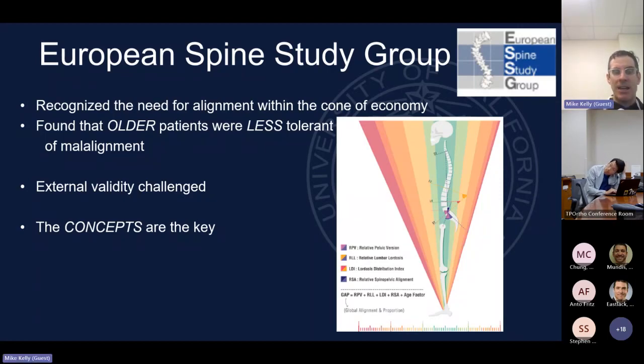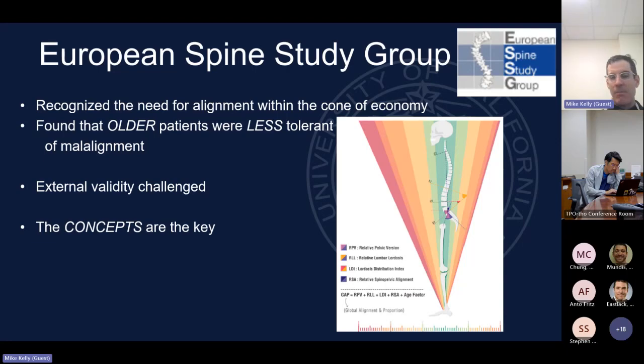It's entirely distinct from the findings of the ISSG age-adjusted alignment group. The external validity of GAP has been challenged time and time again, but really the concepts are key. What are some of the important concepts? One is that the outcome measure was no longer health-related quality of life. PROMs are incredibly difficult to predict. PROMs, the only thing that's highly related to your postoperative PROM is your preoperative PROM.